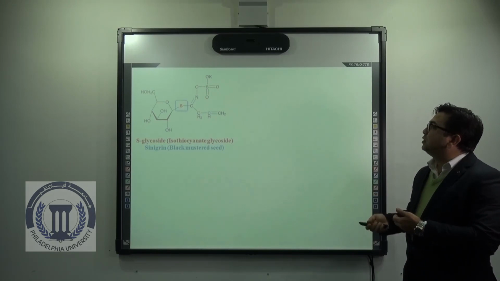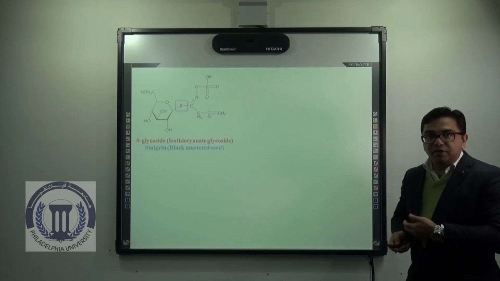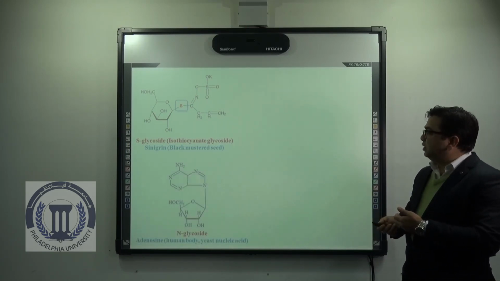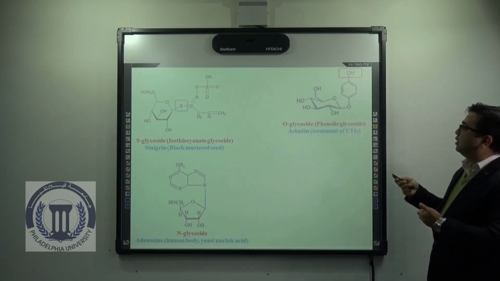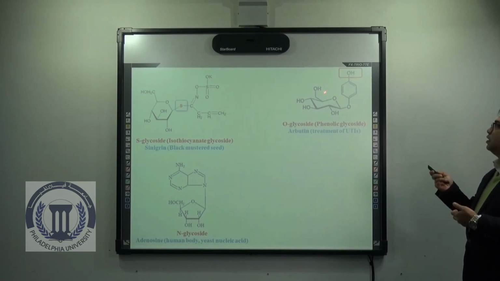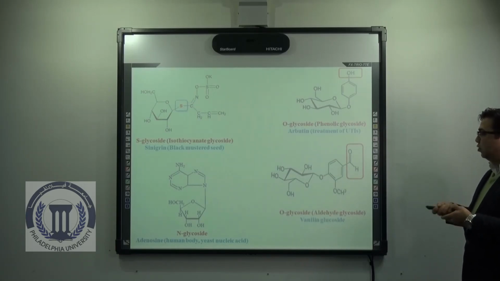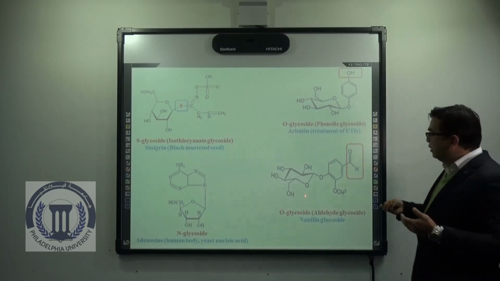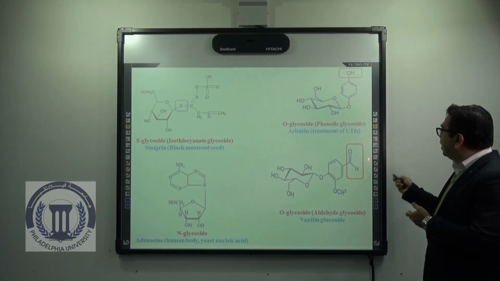Again, some of the examples: we can classify this glycoside either as S-glycoside or isothiocyanate glycoside because it contains the isothiocyanate functional group. Secondly, this one we call an N-glycoside, and if you look at this O-glycoside, this can be classified under phenolic glycoside as well because it contains a phenolic structure as part of the aglycon. And the last one, again an O-glycoside, as I mentioned already earlier, can be classified under aldehyde glycoside as well because the aglycon part is aldehyde in nature.